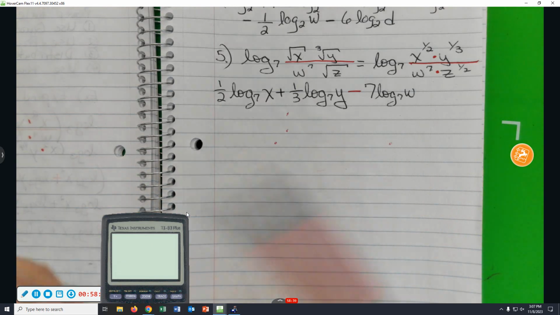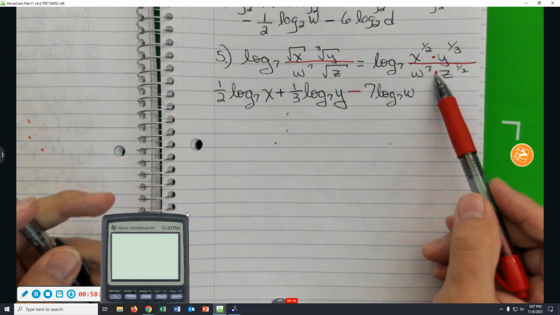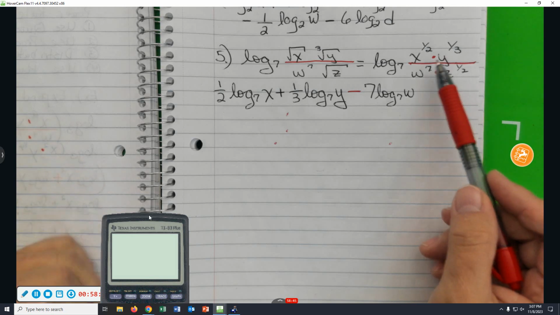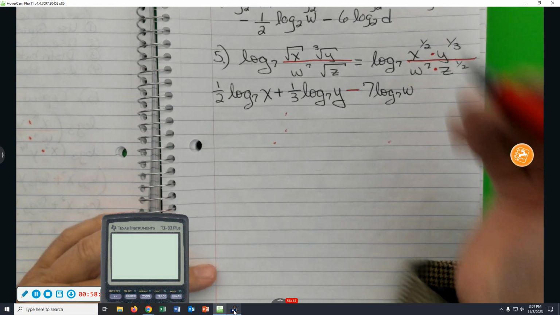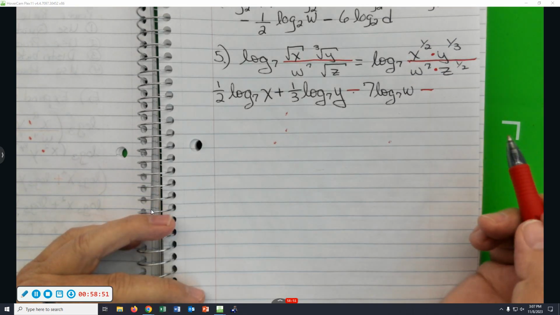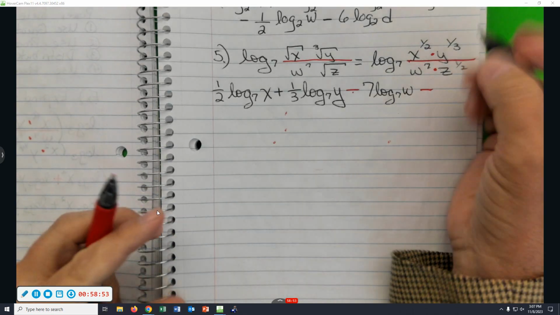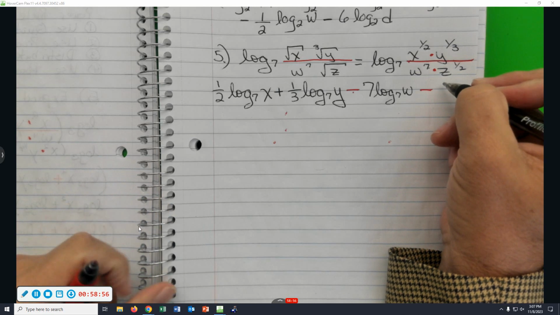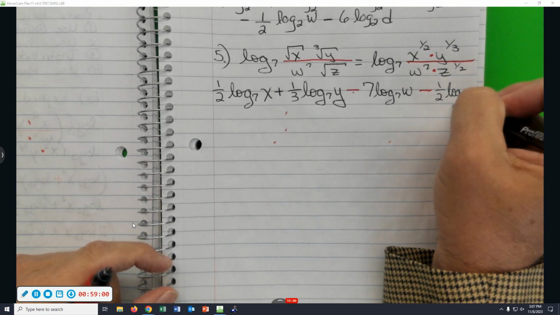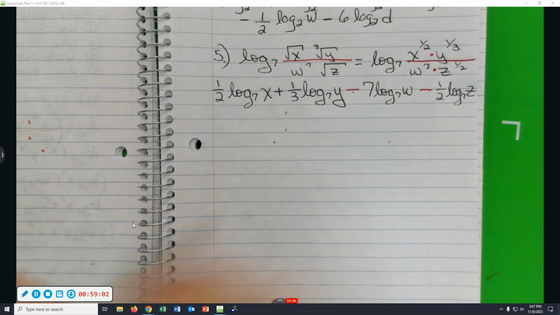Another minus. Remember, once you move down there, it doesn't switch back to plus even though those are multiplied, because that minus has to be distributed. So once you switch to a minus, it has to stay a minus. So minus coefficient 1/2 log base 7 of z.